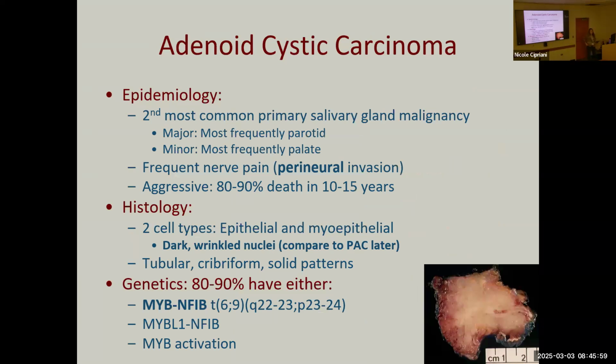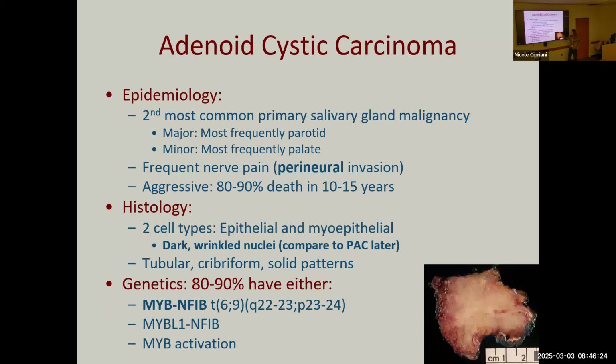Okay. Adenoid cystic, next most common one you're going to see. Can be anywhere. Can be in the parotid, can be in the palate, can be in the trachea and the bronchi. Anywhere. It can be in the breast, it can be in the GYN tract, right? This can be anywhere. This has frequent perineural invasion, so often you're going to see nerve pain in these patients.